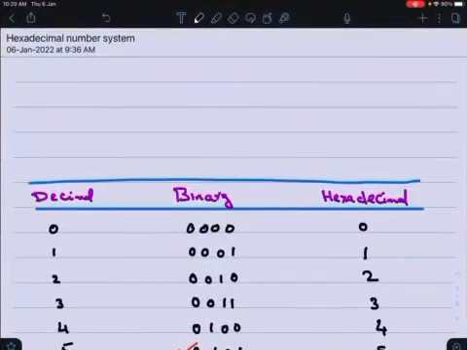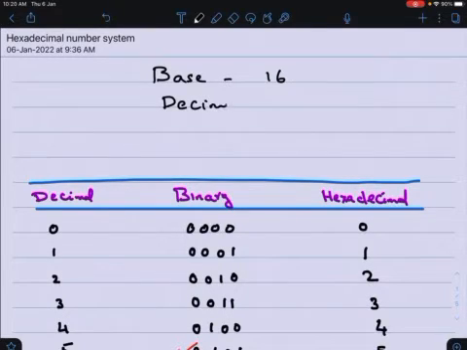Good morning all. Today we are going to learn about the hexadecimal number system. As you all know, hexadecimal number system means its base is 16. So once again I repeat, the base is 16. Remember, we had learned about the decimal number system. What was its base? It was 10. So decimal number system, the base is 10.